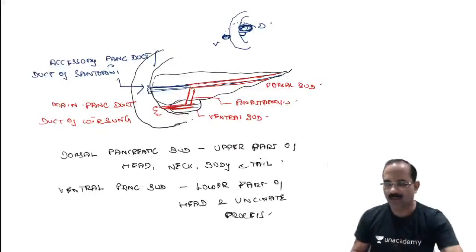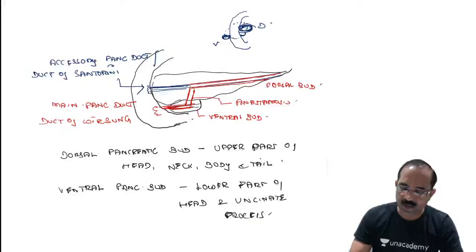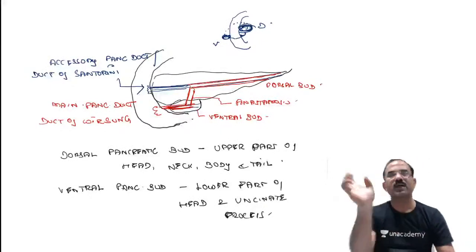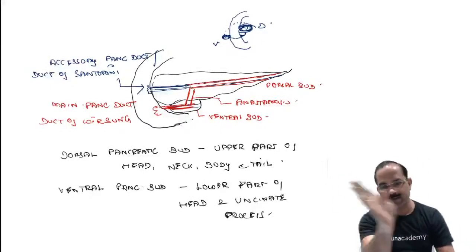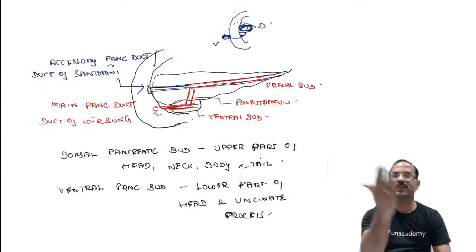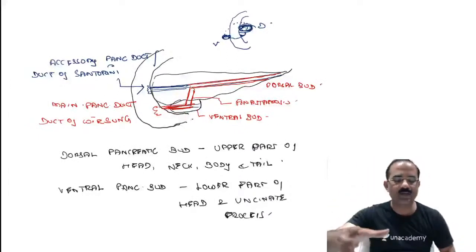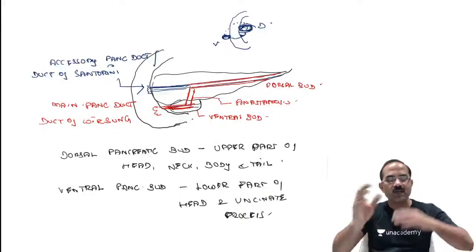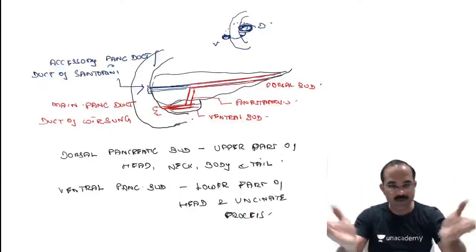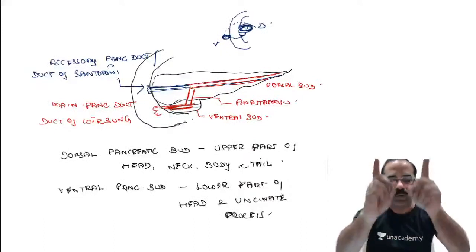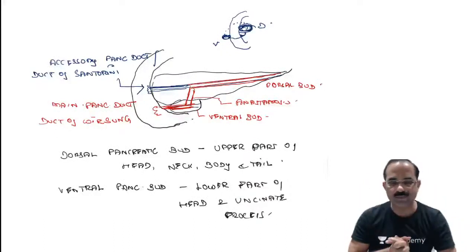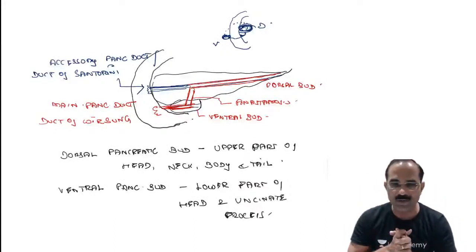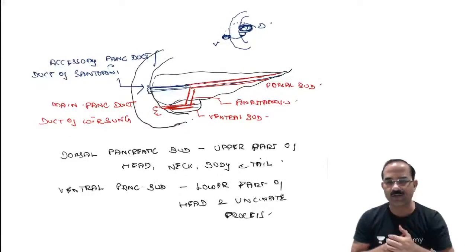But sometimes half of the ventral bud goes from the back, half of the ventral bud comes from the front, and such a type of pancreas is going to encircle the duodenum. What do we call this pancreas? The annular pancreas. So annular pancreas, students, occurs due to defective migration of the ventral pancreatic bud.